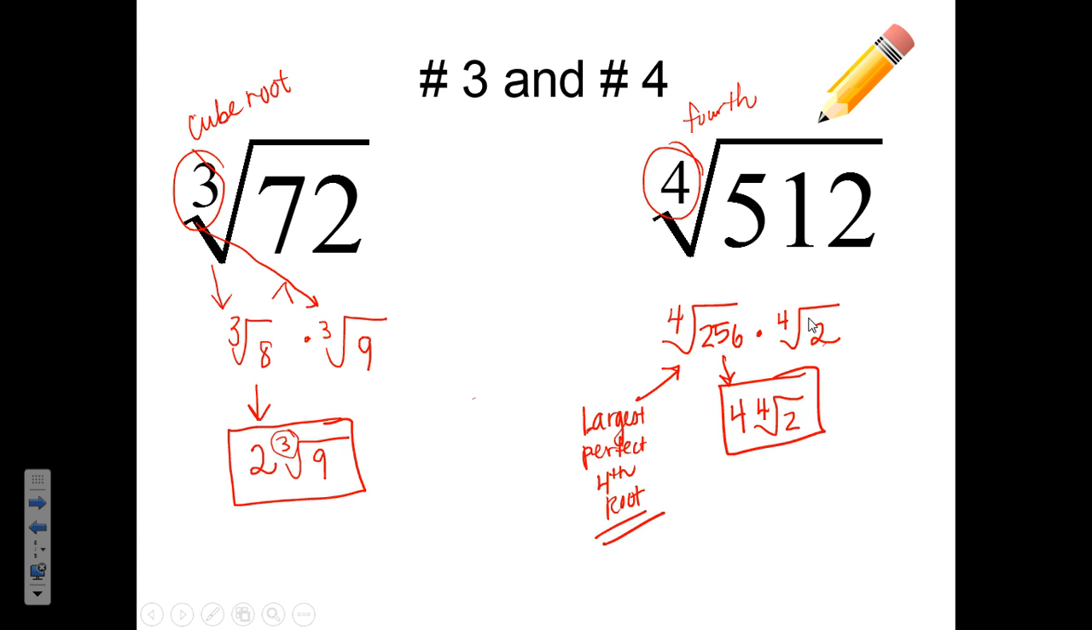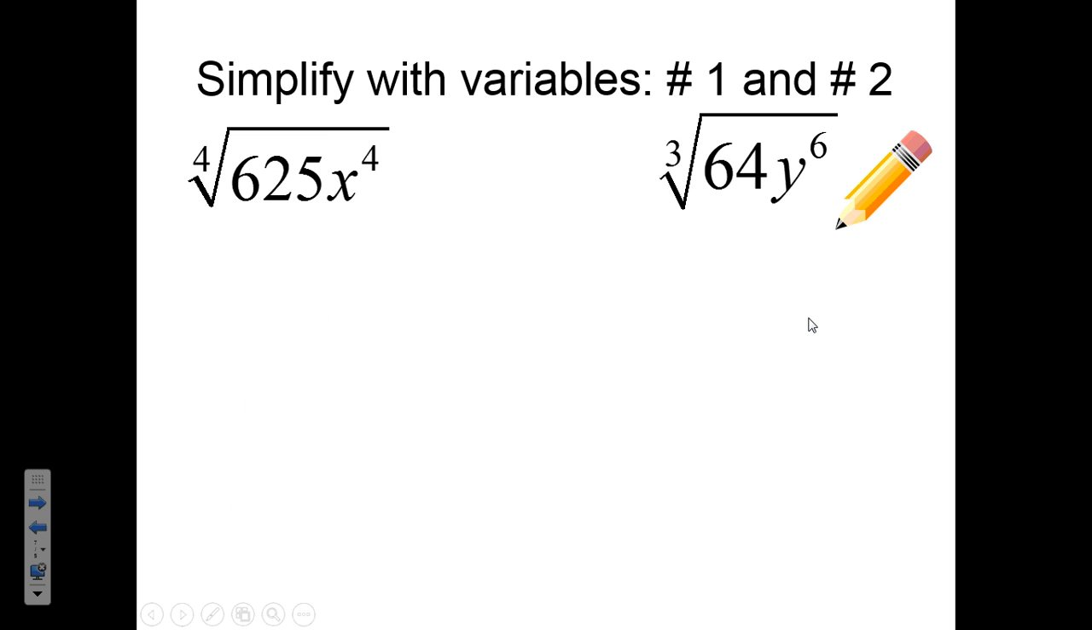Now we want to look at some examples with variables. So this goes on the bottom part, and we are going to assume that all our variables are positive. Okay, so there are 4 examples. Let's take a look at this one. Now, what I tell students is that when I have variables, I'm really not doing much different things. It's still the same idea.